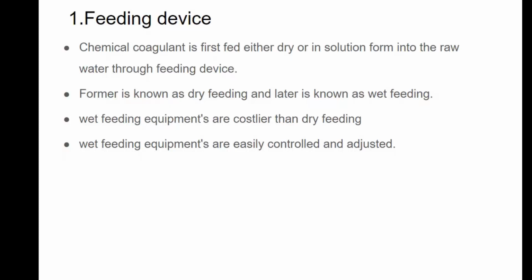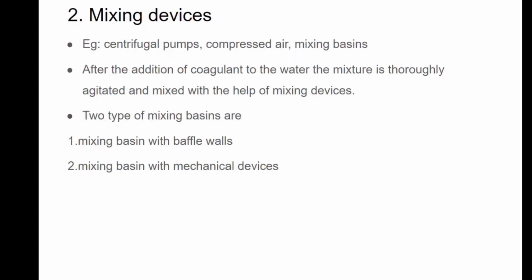Then the first one, feeding device. Chemical coagulant is first fed either dry or in solution form into the raw water through the feeding device. Former is known as dry feeding and the latter is known as wet feeding. The wet feeding equipments are costlier than dry feeding equipments. Wet feeding equipments are easily controlled and adjusted. And this is commonly used in large water treatment processes.